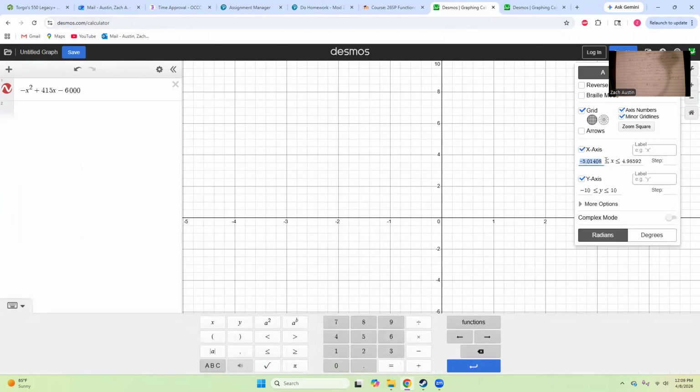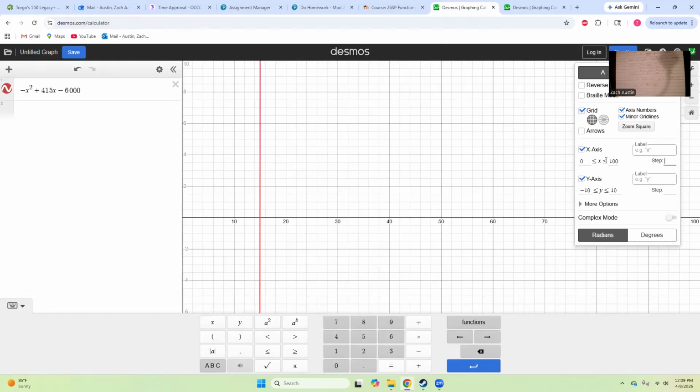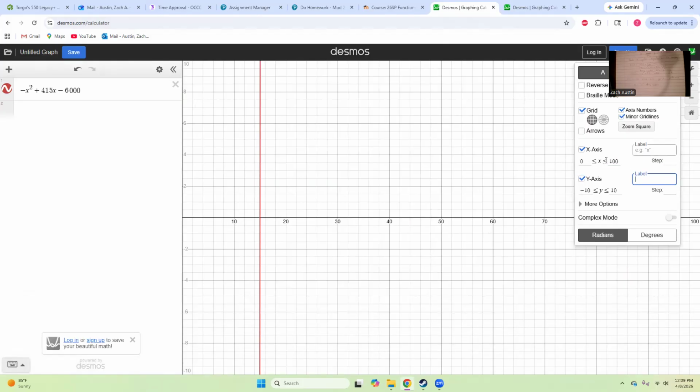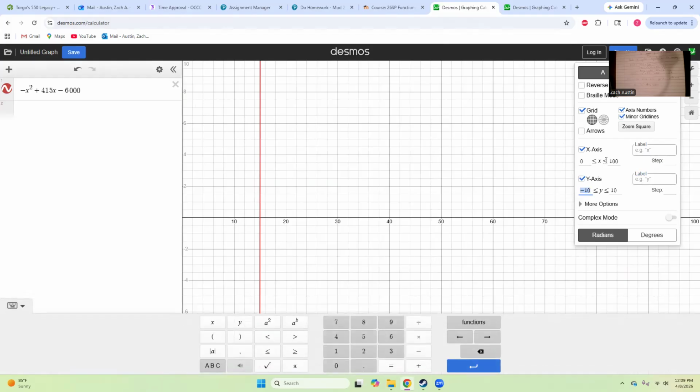Okay, so what is our X? Well, our X values are the number of TVs that we produce and sell. You can't sell a negative number of TVs, so we certainly want to set our X min to be 0. And then for X max, we're just going to have to guess and check this. Maybe we'll try 100 at first and see what this looks like.